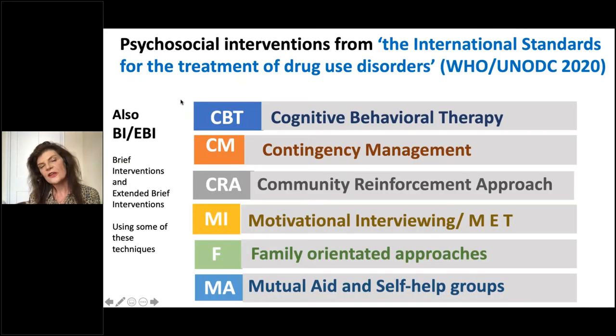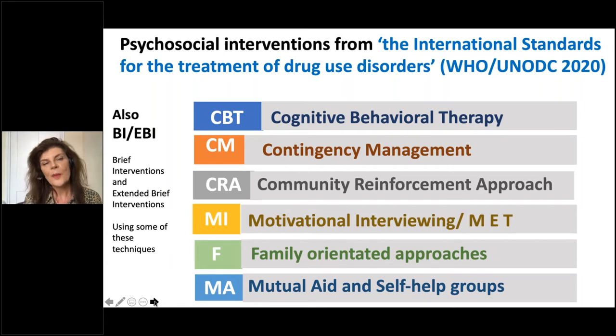Okay. Some of the psychosocial interventions recommended in the international standards are the following. At the side, I've got brief interventions and extended brief interventions, and they use some of the techniques that we've got here in the boxes in the middle of the slide. So the key psychosocial interventions recommended are cognitive behavioral therapy, contingency management, which is giving a reward for a demonstration of a desired behavior, and that could be a reward for something like a drug-free urine sample, community reinforcement approach, motivational interviewing and motivational enhancement therapy, family oriented approach, mutual aid and self-help groups.